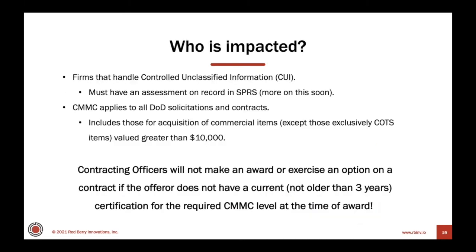So who does this impact? First of all, firms that handle controlled unclassified information, or CUI. They must have an assessment on record in the SPRS. We'll talk about this in a little bit. The new interim regulation DFARS 252.204-7019 is a solicitation clause that requires firms that handle controlled unclassified information responding to a solicitation to have a current assessment on record in an online database called the Supplier Performance Risk System, or SPRS.